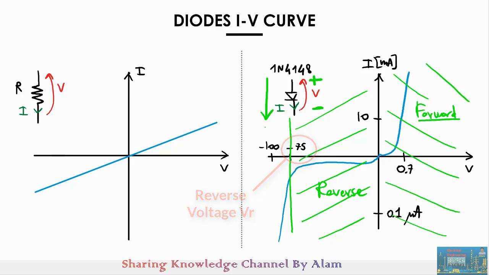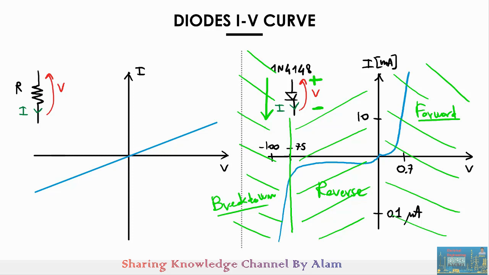And finally, the last region is the breakdown region. In the breakdown region, the voltages are negative and higher in magnitude than 75 volts. So for all voltages negative and beyond minus 75 volt, we are in the breakdown region.